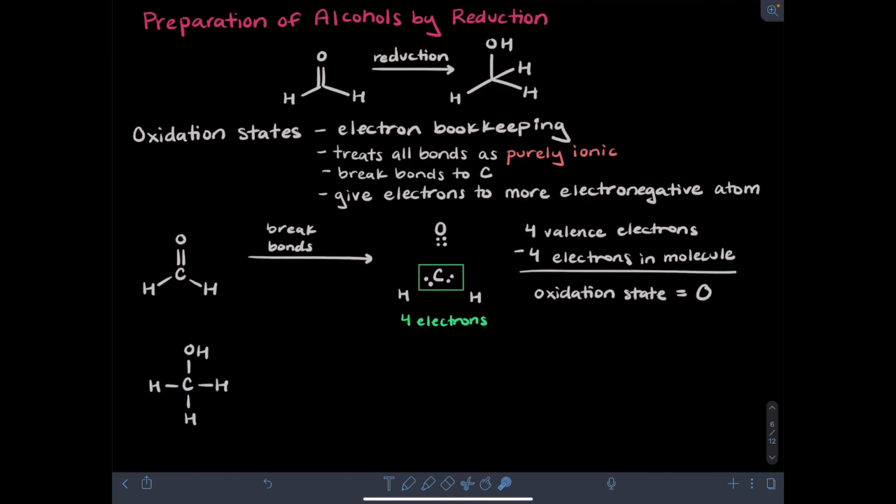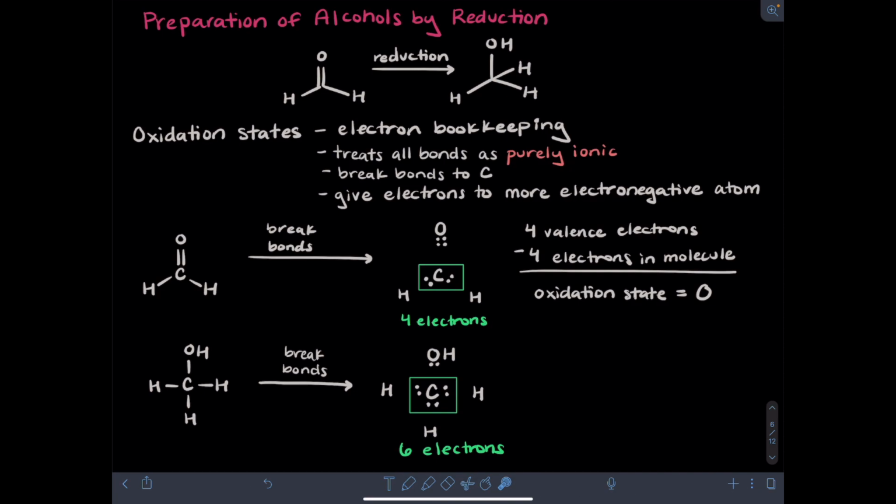Now let's evaluate methanol containing a CH3 group attached to an OH group. Again, we'll focus on carbon, and we'll imagine cleaving each of its bonds and giving the electrons from the bond to the more electronegative atom. Oxygen is more electronegative than carbon, so oxygen gets both electrons from that bond. Carbon is more electronegative than hydrogen, so carbon gets the 2 electrons from that bond. And carbon had 3 different hydrogens attached to it. So 3 different pairs of electrons assigned to it.